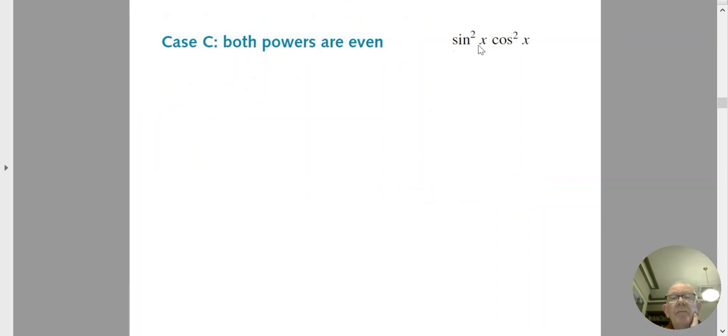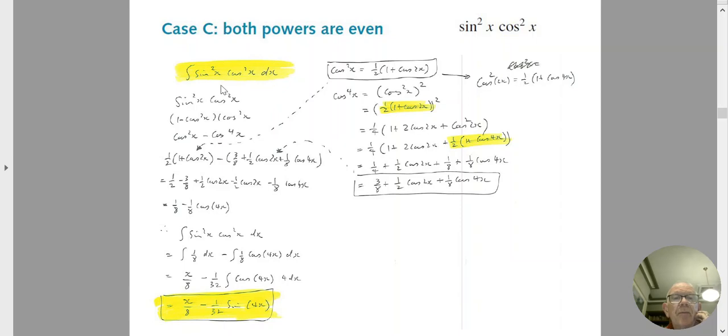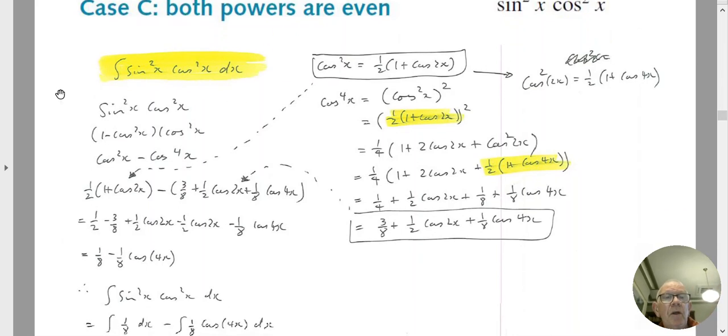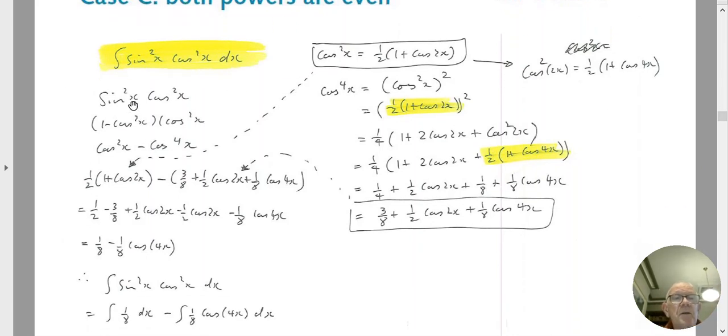And where they're both even, I'll let you have a look. So what have we got? I'm going to be turning my sine squared cos squared into, sine squared becomes 1 minus cos squared, multiply that out. That gives me a cos squared minus a cos to the power of 4.